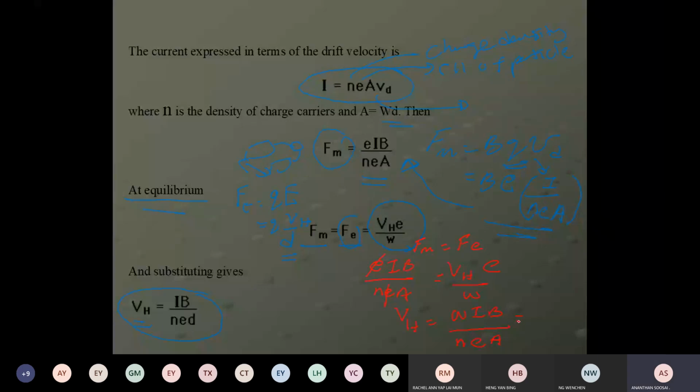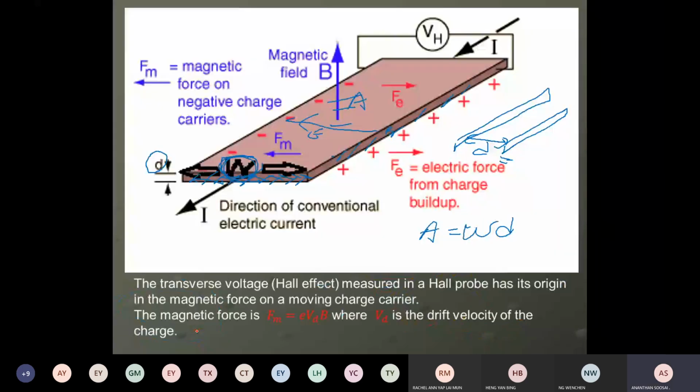What replacement has been done? Okay, what is D? What does the D here mean? Go back to the diagram. What is D? D is the thickness. This is your D, the thickness. W is here. The width is your W. Okay, D is the thickness.